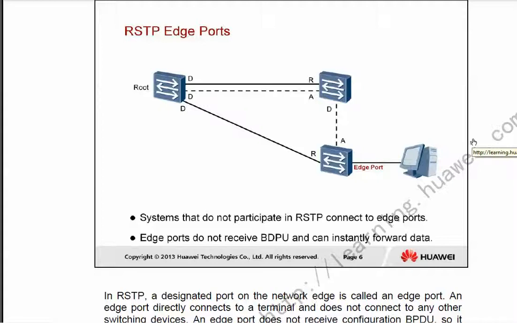RSTP edge port. Edge port doesn't receive configuration BPDU. It is the network edge. It also doesn't participate in the RSTP calculation. It can change from disabled state to forwarding state without any delay.